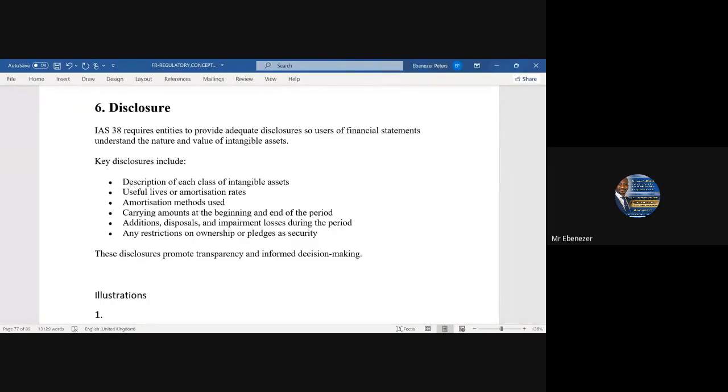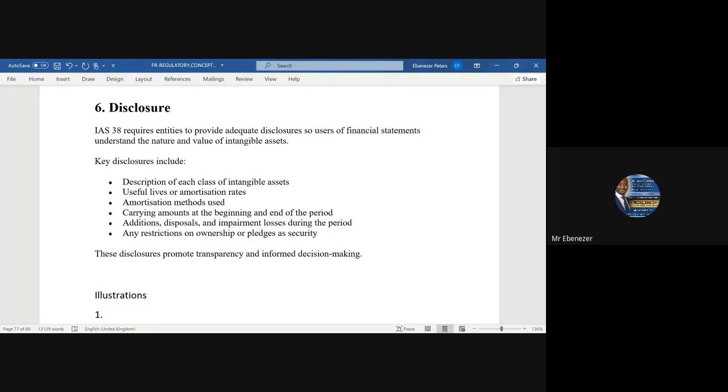Then the externally generated intangible assets are the ones that you buy, like your license, your copyright, patent, and the likes. They are externally generated. So all of such must be capitalized and recognized in your books. It's as simple as that.